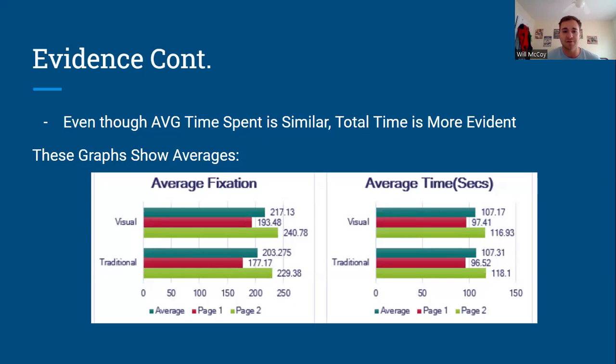So now looking at the average fixations and the average time per second, this is averaging between both page 1 and page 2, so we can get an overall feel for how the users were actually reading it. Even though the average time spent was similar, the total time is more evident. Going back to what I said earlier with the total times, even though the averages are similar, I believe that the total time is more important, because if you're trying to relay focus on a syllabus, you would need to focus more on the time rather than the fixations. And those are shown in the graph below.